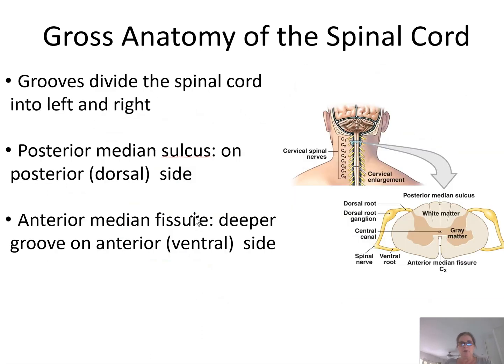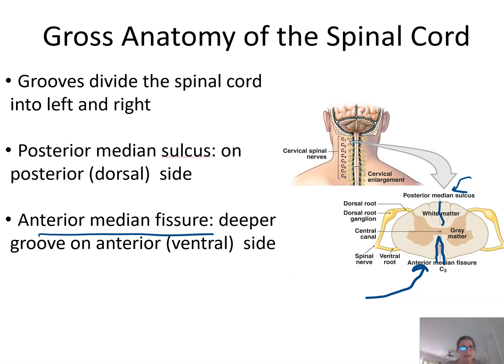So let's go over the cord. The first thing you would notice if you look at a cord is that it has these grooves. And one of them is a sulcus and one is a fissure. So you probably remember that a fissure is a little wider and deeper. So the anterior median fissure is on the anterior or ventral side of the cord, where the posterior median sulcus is on the posterior side. And that's how you can tell if you're looking at anterior or posterior on any spinal cord that you look at.